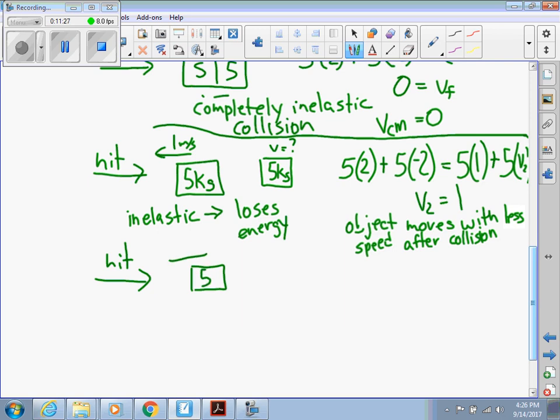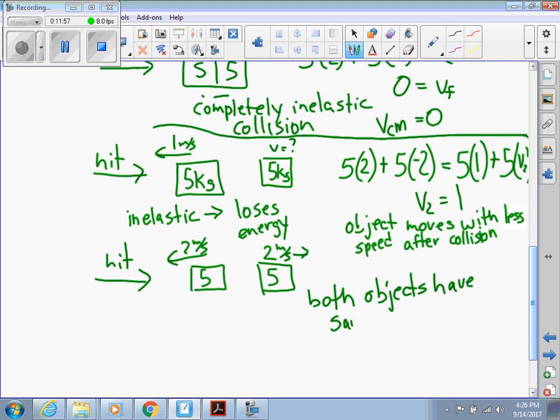But this guy goes 2 meters per second that way. And if that one moves 2 meters per second to the left, then this one must be moving at 2 meters per second to the right if the center of mass is to remain at 0. And so in this case, both objects have the same speed with respect to the center of mass as they did before, they're just going in opposite directions.